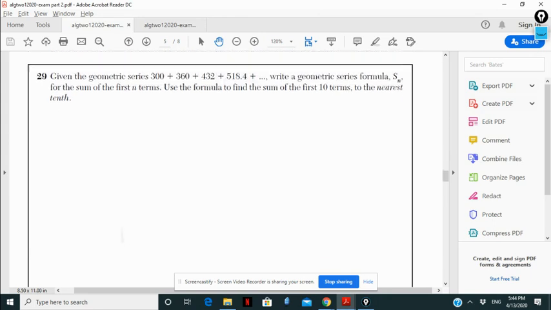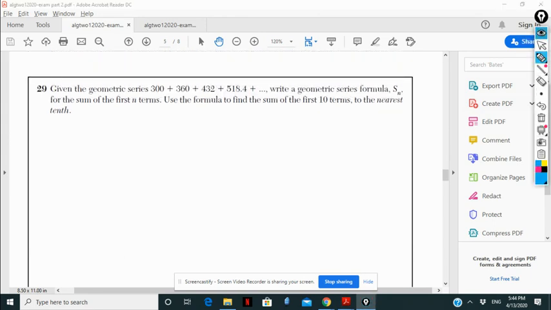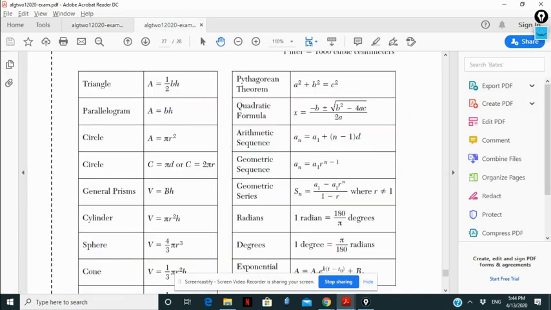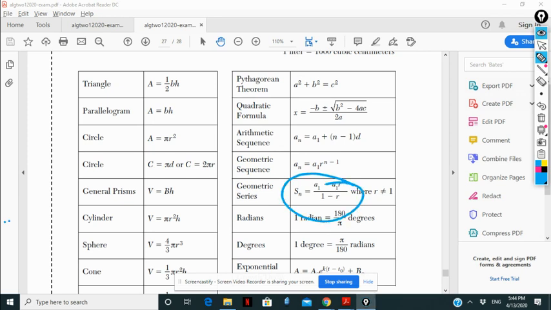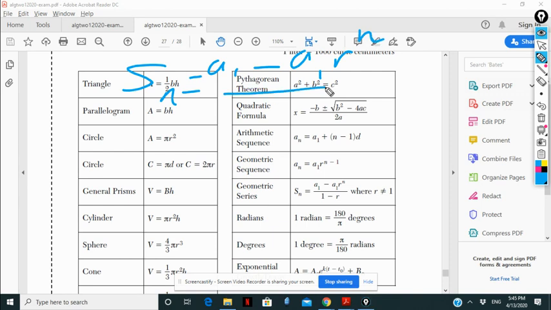Question number 29. Given the geometric series, write the geometric series formula. So the geometric series formula, it's there in the reference sheet as you see over here. So I'm going to write it. So it's Sn equal to A1 minus A1 times R to power n divided by 1 minus R.